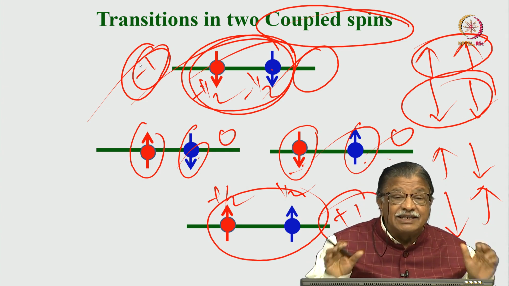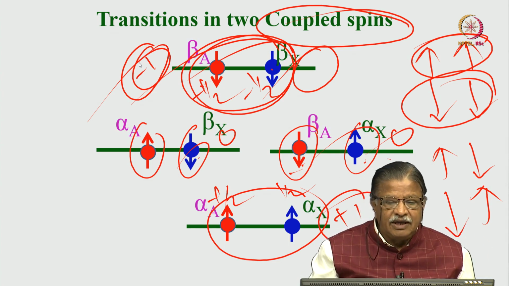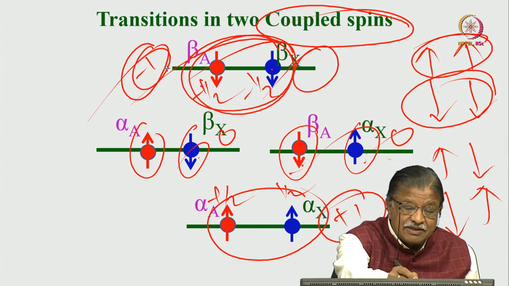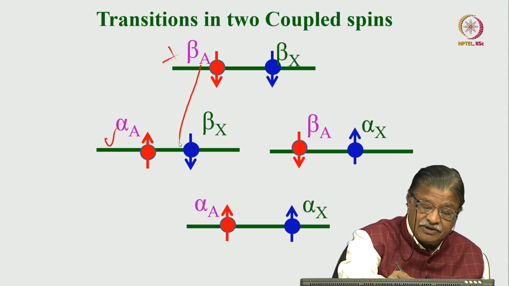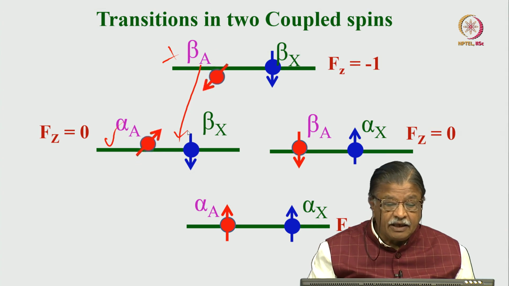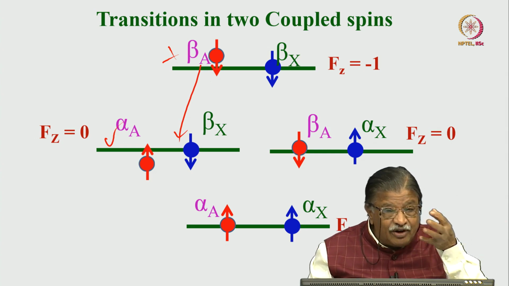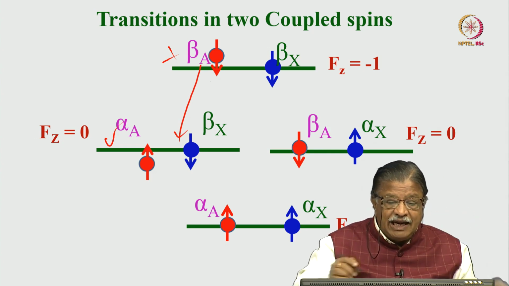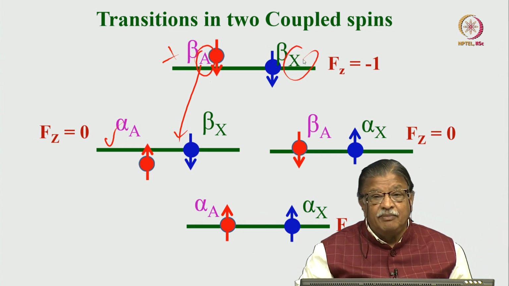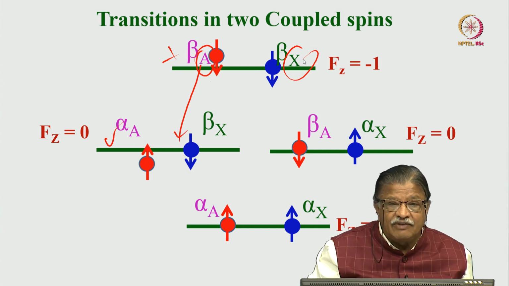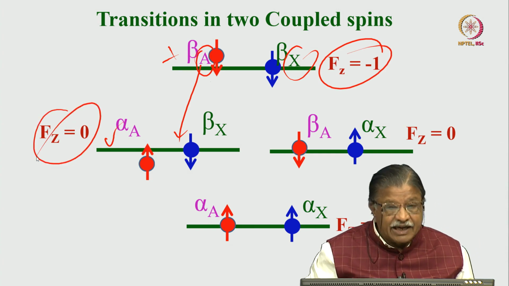Okay. Now, what are the transitions allowed here? We will apply the selection rule. According to the selection rule, from minus 1 to 0 is an allowed transition. Now, one spin can change its state from beta to alpha. In fact, I can find out which spin is changing. Let us call the 2 different spins A and X. Now, this corresponds to an A transition, because the A spin is changing its state from beta to alpha. It is an allowed transition, total magnetic quantum number is minus 1 and 0, an A transition.